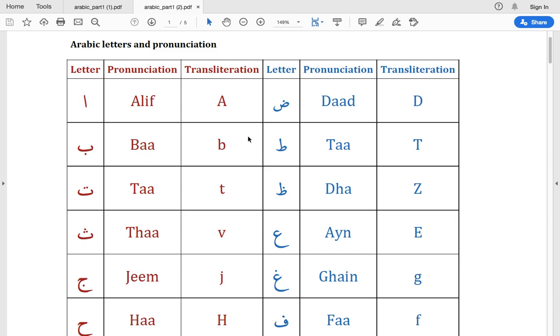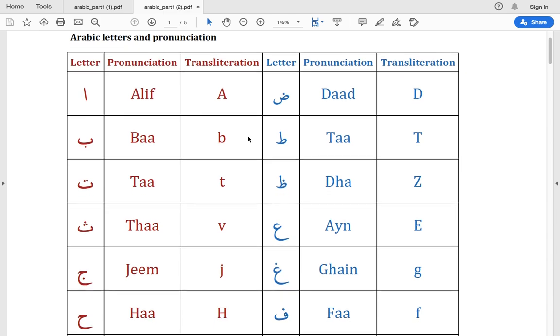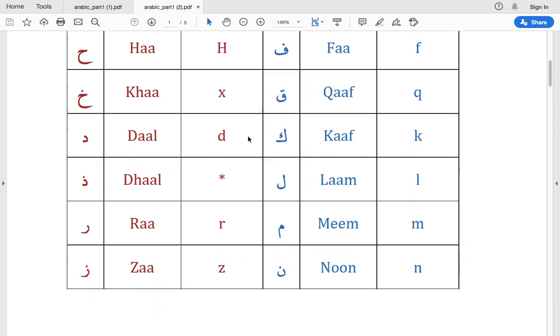There's many videos online that go over the pronunciation more carefully, and that's called tajweed. So if you're interested in that aspect, you can definitely search on Google or YouTube for that. But again, that's not the point of this video.